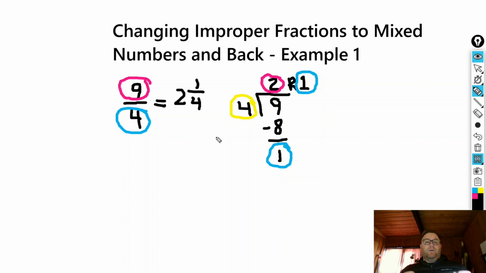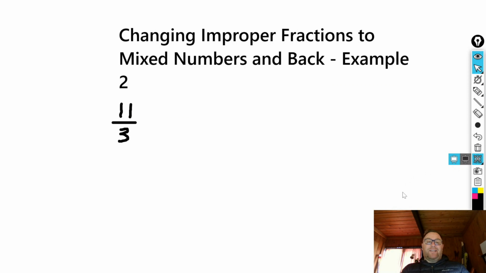Now, throughout this video, we're going to take a look at changing improper fractions to mixed numbers, and then we'll go in reverse. So let's take a look at a few more examples of changing improper fractions to mixed numbers. Okay, in our second example, we've got the improper fraction 11/3 here, and we want to change this into a mixed number. So we're going to take 11 here, and we're going to divide it by 3.